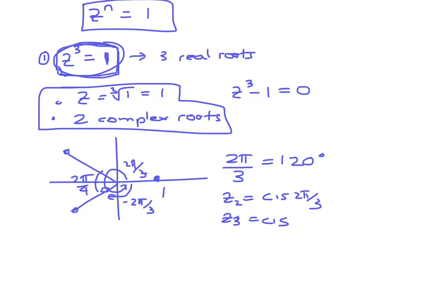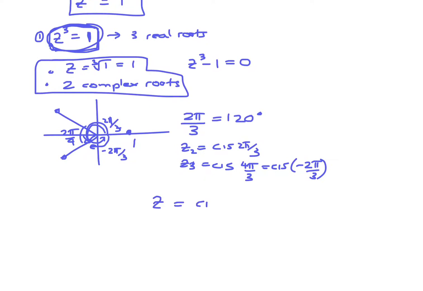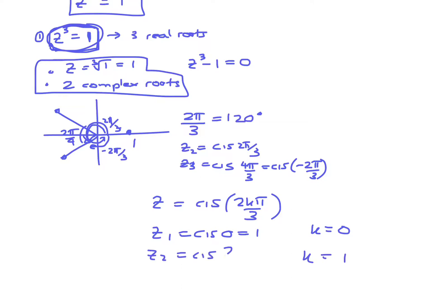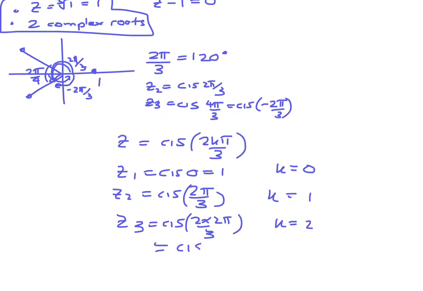That could be written in 2 ways. It could be cis 4 pi on 3, that's when you're coming around in a clockwise direction, but that is also the same as cis minus pi on 3. So basically, these roots will be in the form of z = cis 2k pi on 3, where if k equals 0, you can see z1 is equal to cis 0, which is 1. If k equals 1, then z2 would be cis 2 times 1 times pi on 3, which is 2 pi on 3. And z3, if k equals 2, would be cis 2 times 2 pi on 3, which is equal to cis 4 pi on 3.